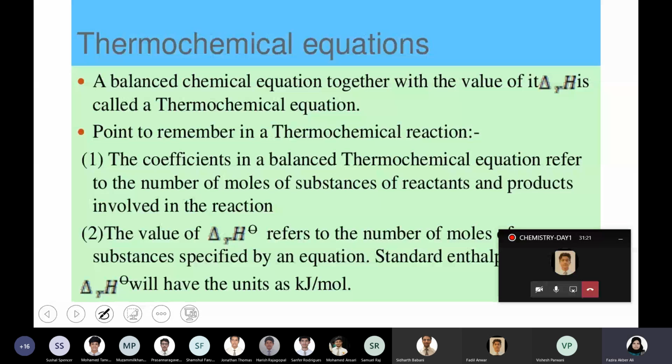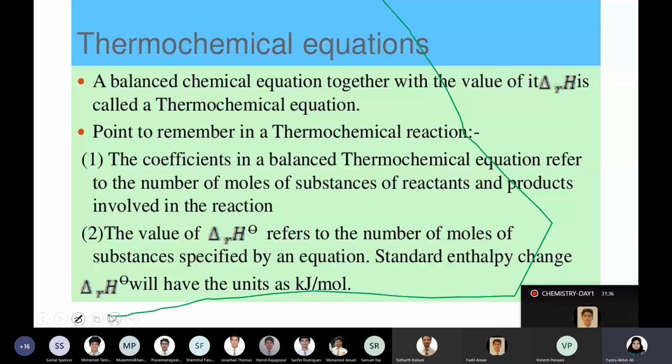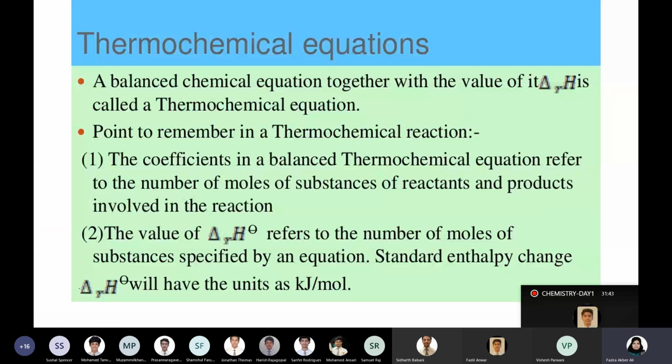Okay, so next side heading, thermochemical equations. Thermochemical equations are nothing but what we have just written: a balanced chemical equation together with the delta H enthalpy value is called a thermochemical equation.